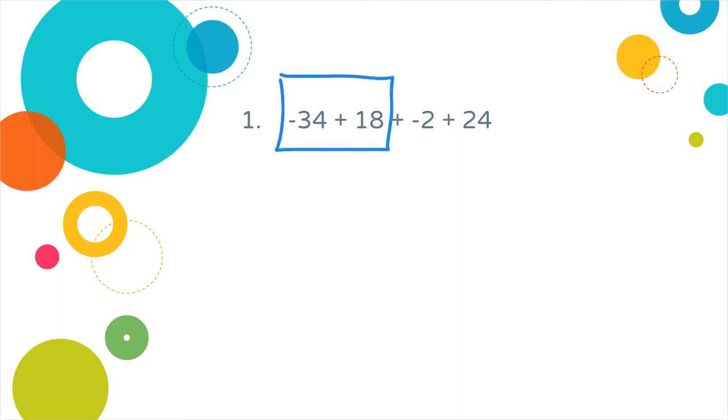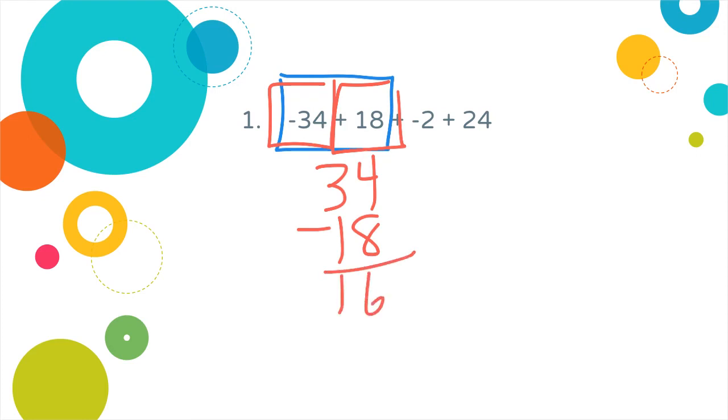You have a negative 34 and a positive 18. They're different signs, so you subtract. 34 minus 18 is 16. Take the sign of the larger number, and that's the 34, and you'll have negative 16. Let's bring down the rest. We have plus negative 2 plus 24.